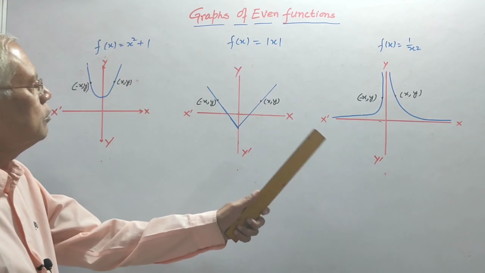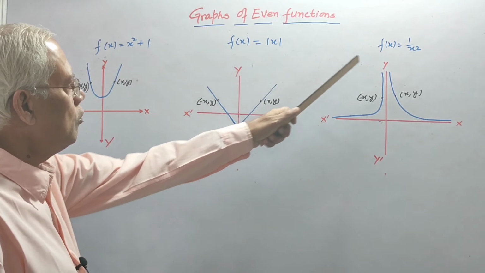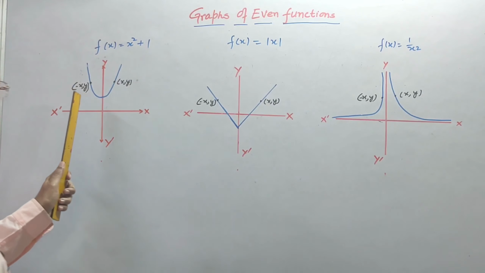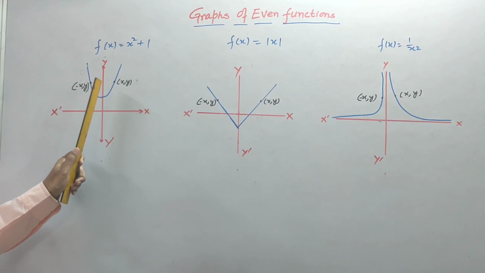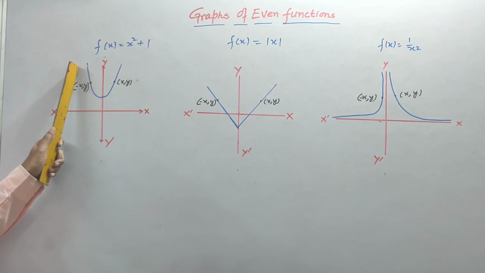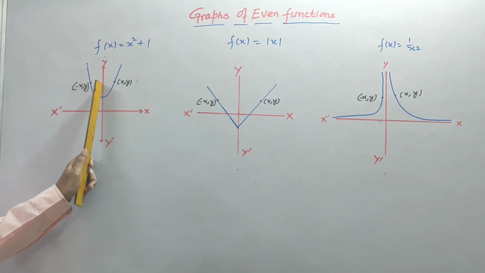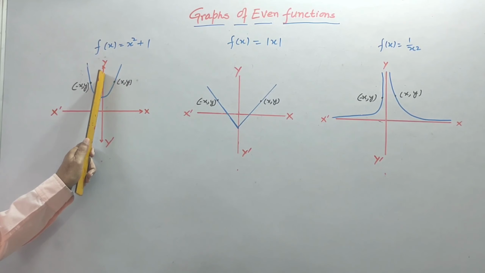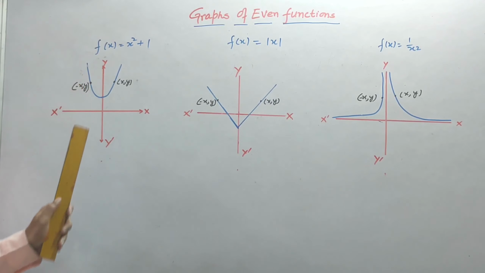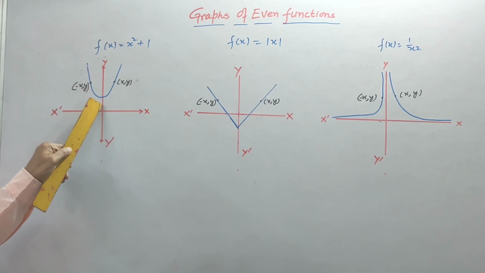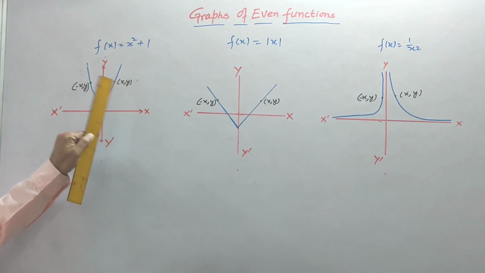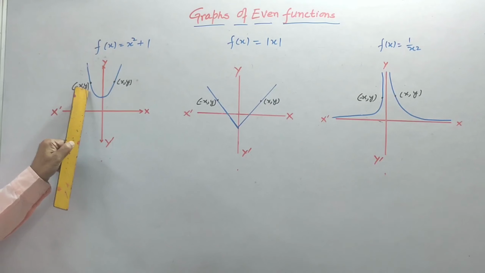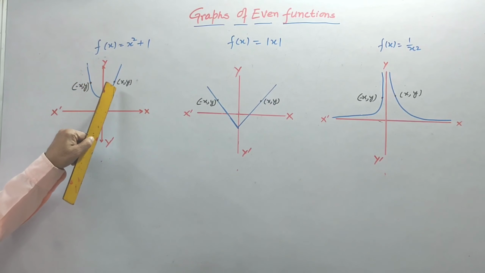These are the three graphs of even functions. All these three functions are even functions and I have drawn their graphs. You can see here, this graph is symmetric about the y-axis, means the portion of the graph towards the right side of the y-axis is the same as towards the left hand side. Or you can say the left hand side portion is the mirror image of the right side portion. If you put a mirror here, you can check that this portion is the mirror image of this portion.